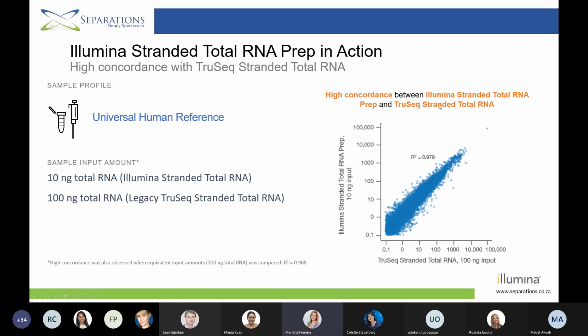And we also have, they compared the Illumina Stranded Total RNA Prep kit, which is the new kit, to the TruSeq Stranded kit, which is the older kit. And again, the newer kit uses much less. It uses only 10 nanogram of input, where the older kit required 100 nanogram of total RNA. And again, you can see a very nice concordance of the data between the two different kits.